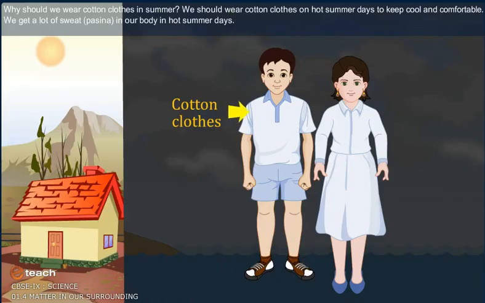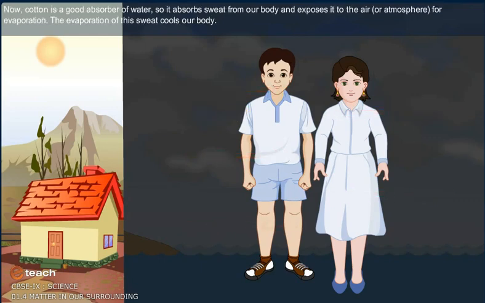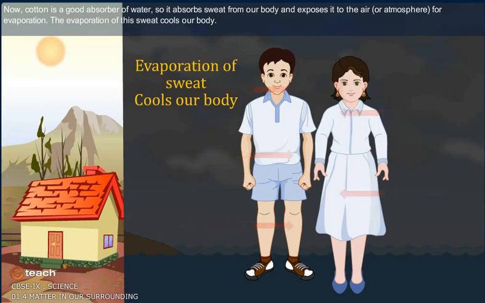Why should we wear cotton clothes in summer? We should wear cotton clothes in hot summer days to keep cool and comfortable. We get a lot of sweat, pasina, on our body in hot summer days. Now, cotton is a good absorber of water. So it absorbs the sweat from our body and exposes it to the air or atmosphere for evaporation. The evaporation of this sweat cools our body.